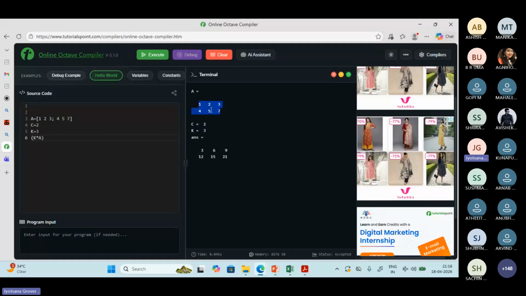3 into 1 is 3. 3 into 2 is 6. 3 into 3 is 9. Then 3 into 4, 12. 3 into 5, 15. 3 into 7 is 21. Okay. Now you multiply this KA with the C. This matrix, now you have to multiply with the C.